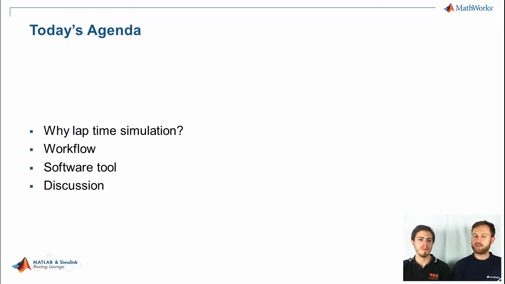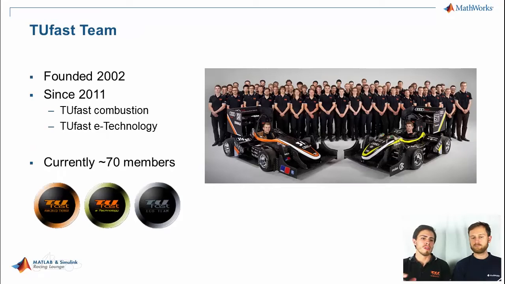But first, let's give Paco the opportunity to introduce briefly the TUfast racing team. TUfast racing team was founded in 2002. We started with a combustion car, and since 2011 we also have an electric car. Basically what I see, there's a third logo. So this is probably the TUfast Eco team. So it's a team that is participating in the Eco Shell Marathon. They're building a very highly efficient car, and they're also very successful.